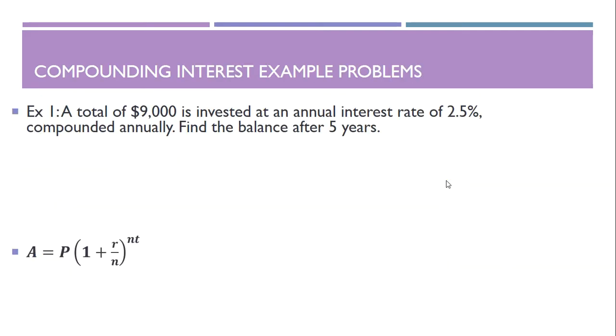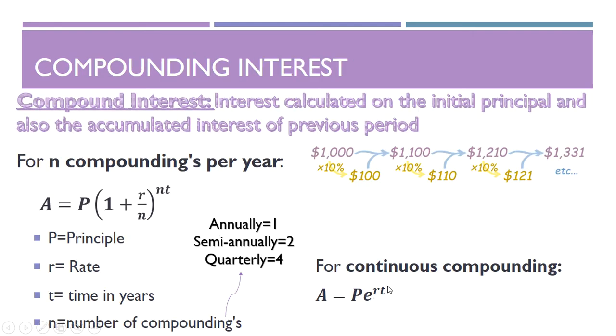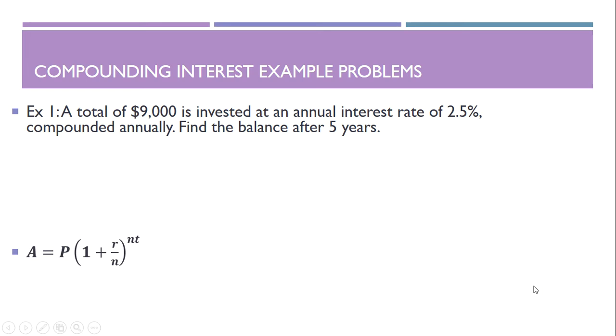So here's an example of compounding interest. It says a total of $9,000 is invested at an annual interest rate of 2.5%, compounded annually. Find the balance after 5 years. The first thing we want to do is figure out what compound interest formula we are going to use. Since it doesn't say anything about compounding continuously, it says compounding annually, that means we're using this formula. The only time we use what I like to call the PERT formula that uses E is if you see continuous compounding or compounded continuously. We have compounded annually, so this is the formula we will use.